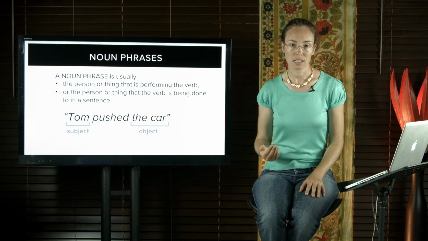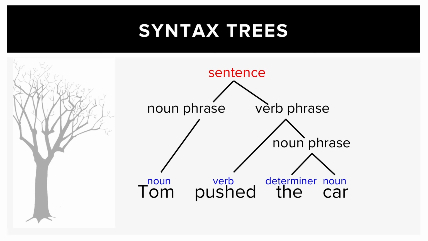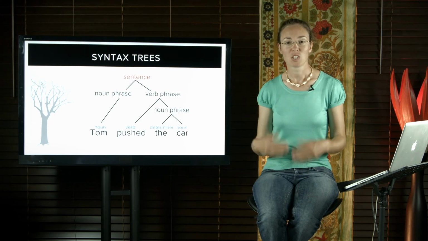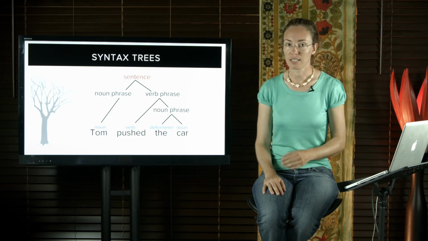To explain sentence structures, we draw trees like the one here. It's actually a lot more complicated than it looks, so we will explain it step by step. We'll start with the noun phrase, the car.